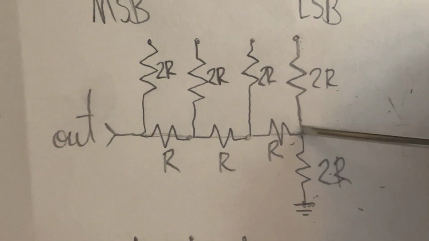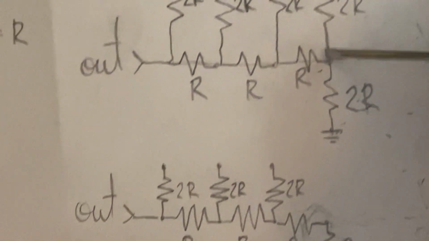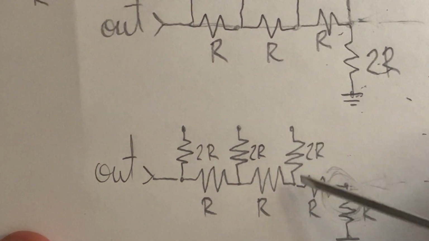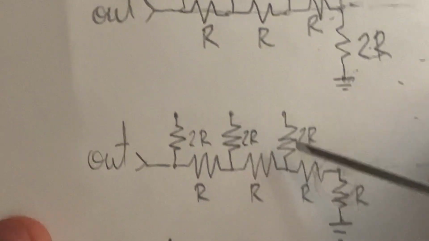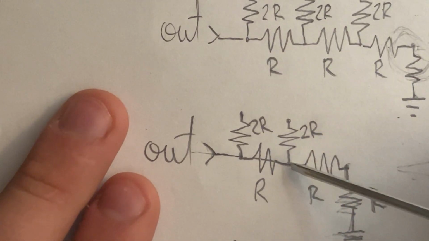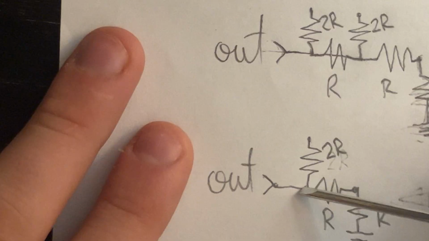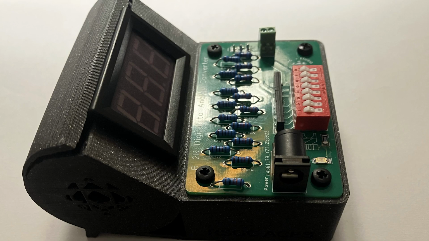So what we can do is apply this right here. If we know that this is V over 2, then this here, because we've got 2R here, 2R here, this is V over 4. This is V over 8. And this is V over 16. That is the basic pattern of the R2R digital to analog converter.